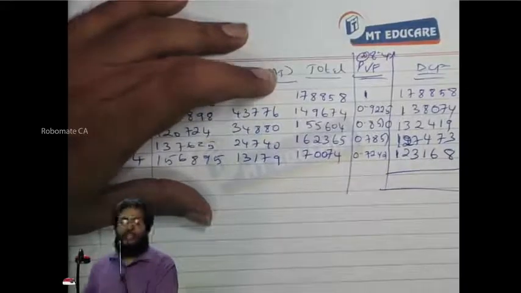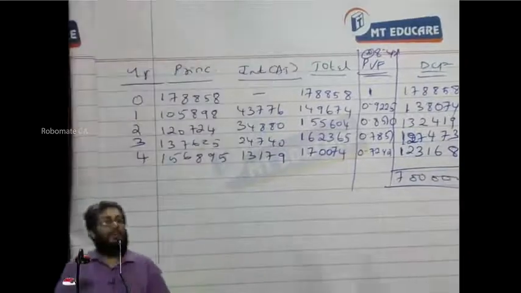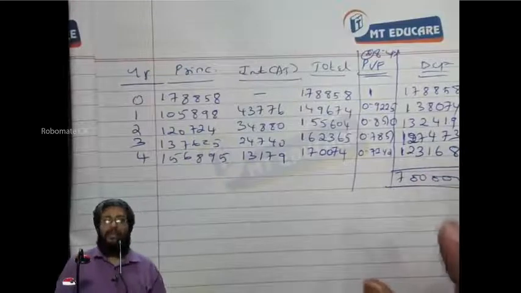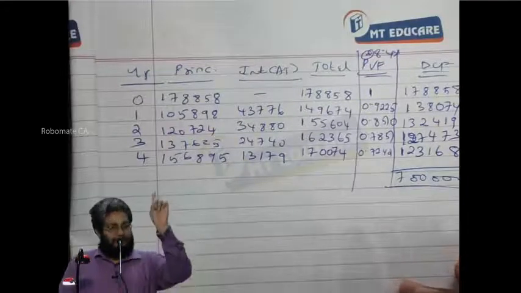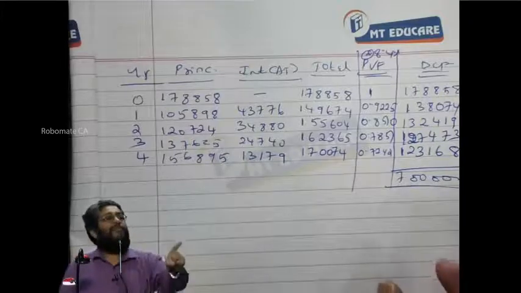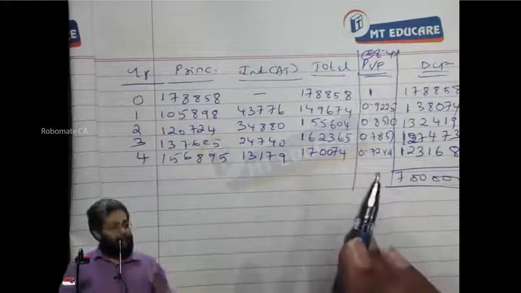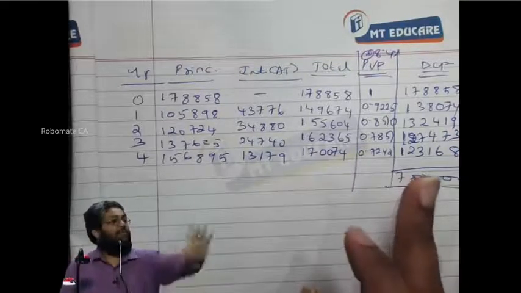Can you tell me the total of this? It is going to be 7 lakhs. What is going to be the same? 7 lakhs. That means if I discount using the borrowing rate, the principal and interest repayment will give you the cost of the asset or amount borrowed.